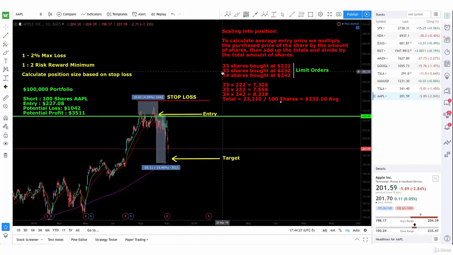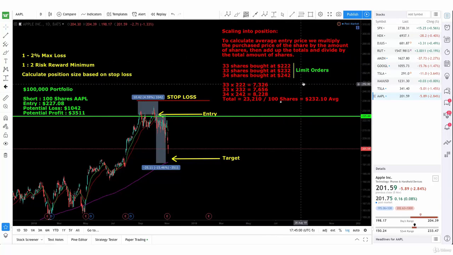But why am I adding to a position if it's losing? Well, as you can see here, there's only 33 shares that I bought at 222, instead of 100, which was my full position on the other trade. So we actually have 3 different positions that add up to a total of 100 shares in Apple. Every $10 you can keep adding to the position. It's up to you if you're going to do $10 or $20. It really depends on the stock and the pricing.